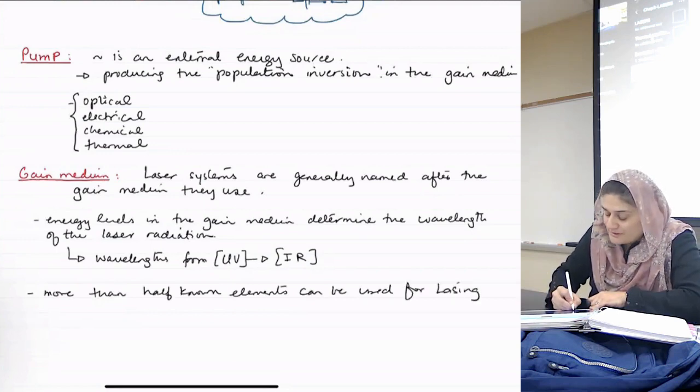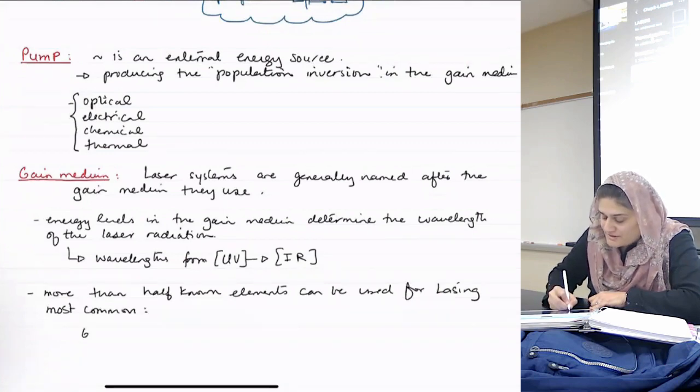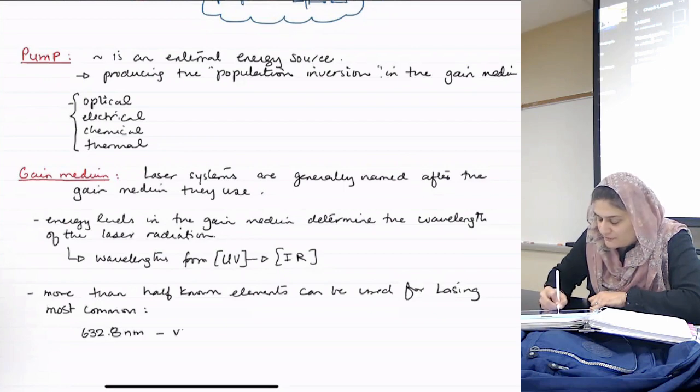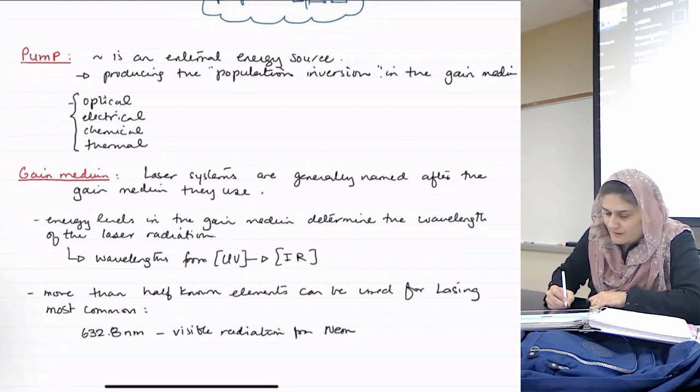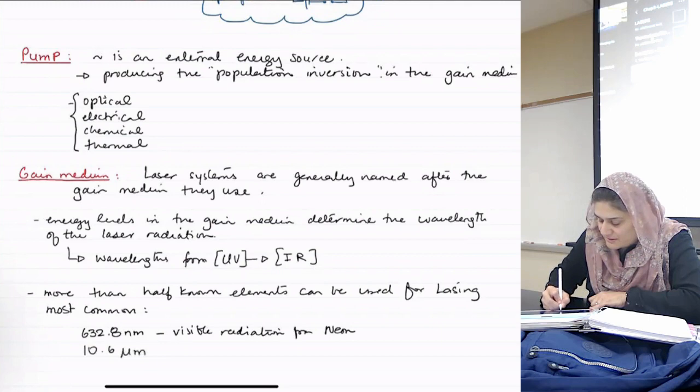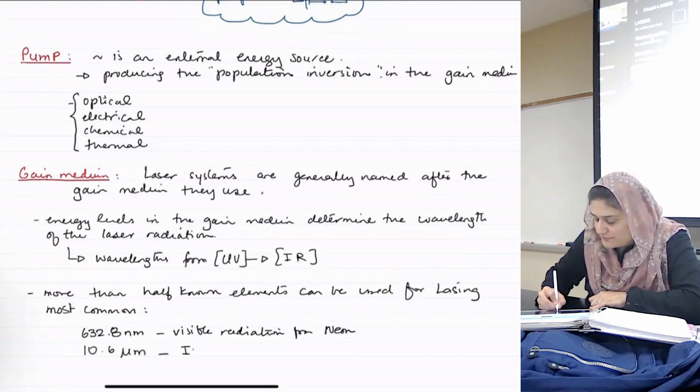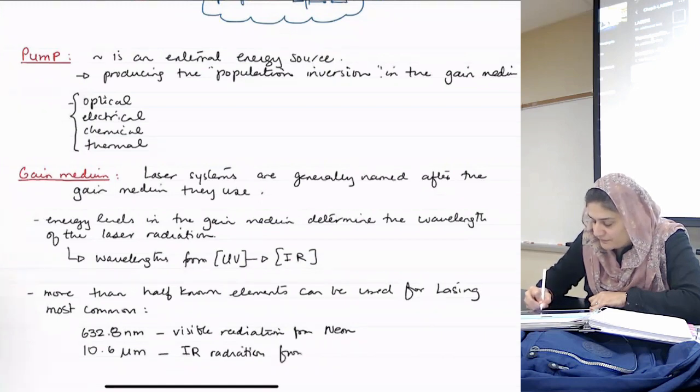But the most common ones are 632.8 nanometers for visible radiation from neon and 10.6 micrometers for infrared radiation from the carbon dioxide molecule.